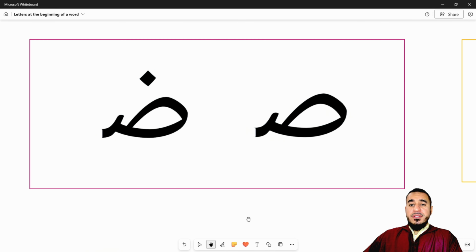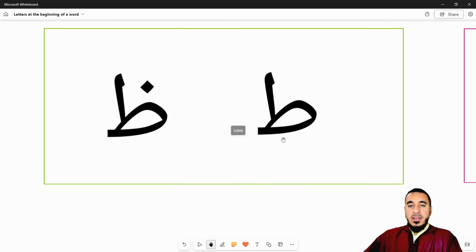And then we have the sad and the dad. They look slightly different from the original form. It's just the ending part has been removed. And why is that? Again, it's so that it can physically attach to the second letter of the word. Okay? It's so that it can physically attach to the next letter of the word.